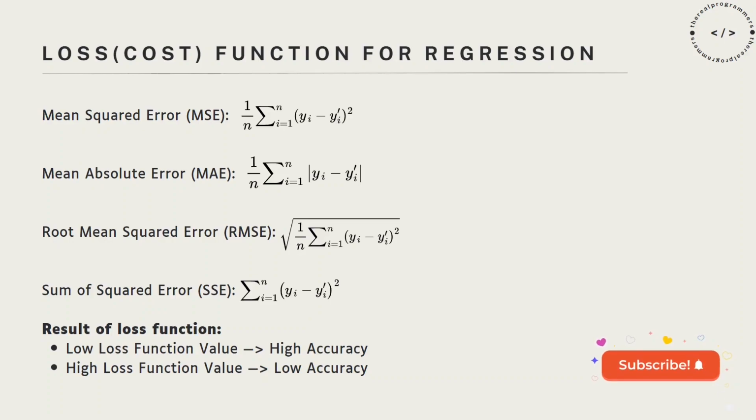Mean absolute error, which calculates the average absolute difference between the predicted values and the true values. It provides a more linear penalty compared to mean squared error and is less sensitive to outliers. Root mean squared error is the square root of mean squared error and provides a measure of the average magnitude of the errors in the predicted values. Sum of squared errors, which is the sum of squares of all the error terms.